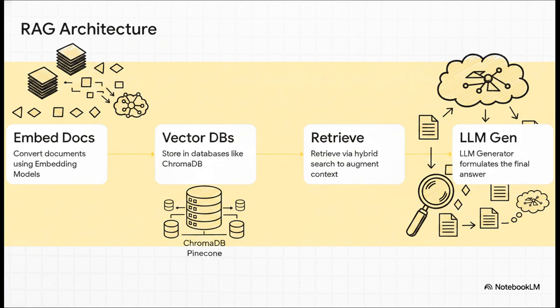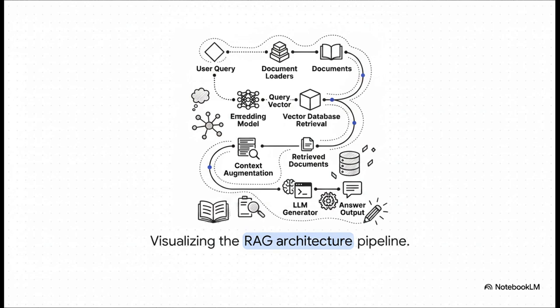Step 1, we convert our private documents into numbers using embedding models. Step 2, we store those embeddings in specialized vector databases like ChromaDB or Pinecone. Step 3, when a user asks a question, we use a hybrid search to retrieve the most relevant documents to augment the context. And finally, Step 4, we feed those specific documents straight to our LLM generator, which formulates a highly accurate, context-aware answer.